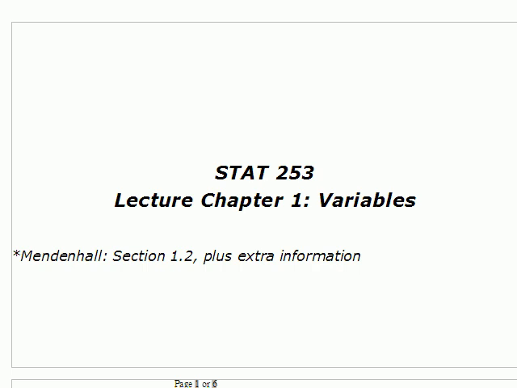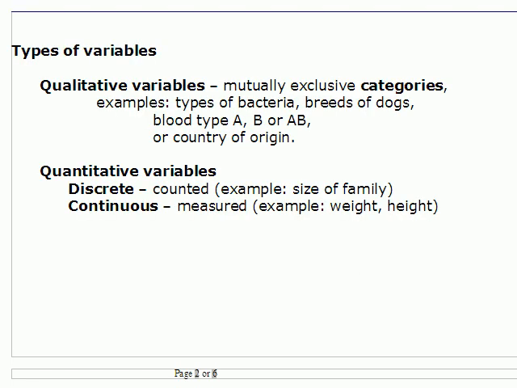This is an introductory lecture on variables, on the types of variables. Similar information is found in the text, Mendenhall text, on sections 1.2, but I've added some extra information here. The basic divisions on variables are qualitative and quantitative.